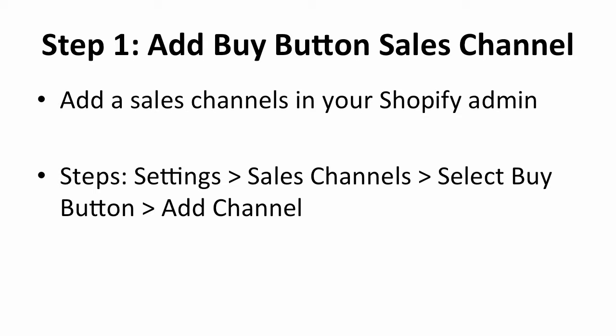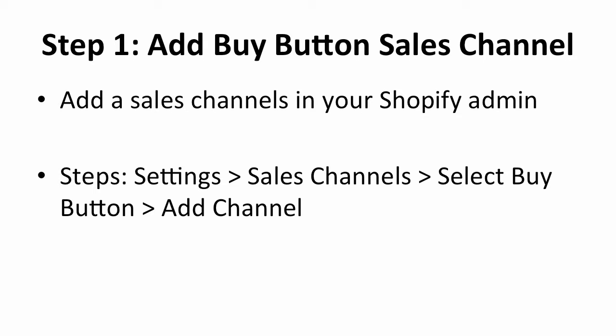Step 1 is to add a buy button sales channel to your Shopify admin. If you can't find the buy button in the sales channel section of your Shopify admin, you will need to add this before you can create a new buy button or an embedded shopping cart. To add a sales channel to your Shopify admin, navigate to the Settings tab, and then click on the Sales Channels. You will be directed to the Sales Channels page.